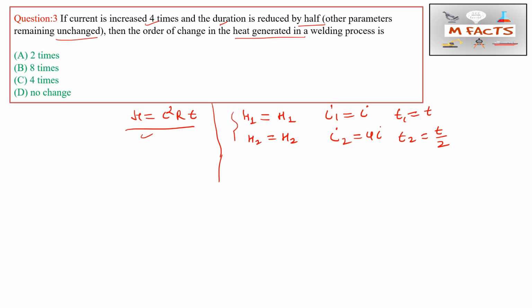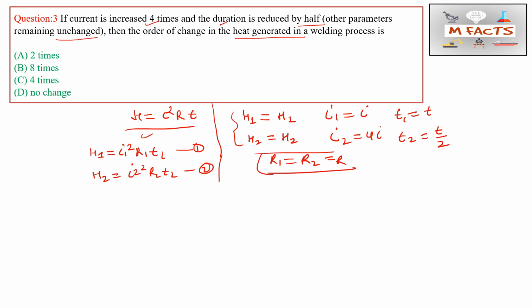Now we make the equations. H1 is equal to I1 square R, and the resistance is the same because they say other parameters remain unchanged, times T1. This is the first equation, and H2 is equal to I2 square R and T2. This is equation 2. Since other parameters remain unchanged, the resistance is the same, so the R value will get cancelled. Suppose we calculate the ratio of H1 by H2.